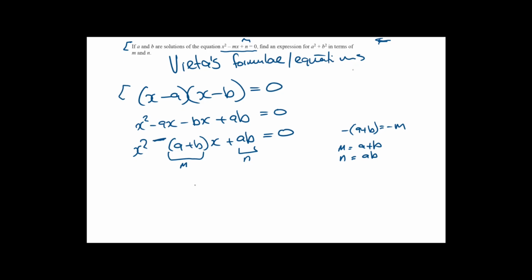Okay, so what it tells us is that A squared plus B squared, which is in fact what we were trying to find out in the first place, is going to be equal to A plus B, which is M, squared, minus 2 times AB, which was N. So A squared plus B squared equals M squared minus 2N. We're done.